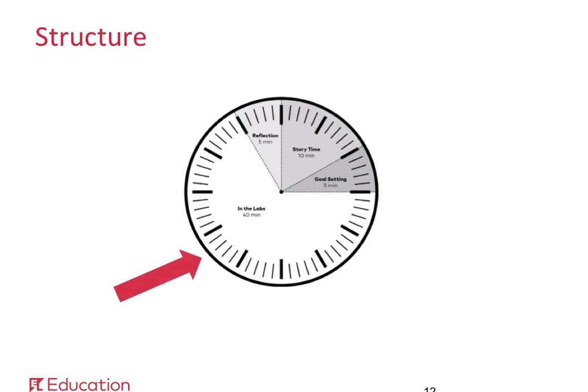40 minutes in the labs. Students work in the labs. Depending on the stage, see the figure on the following page, students may spend the whole time in one lab or move between 2 labs. 5 minutes, reflection. Students discuss and reflect on how their time went in the labs. What went well? What might they still need to work on?